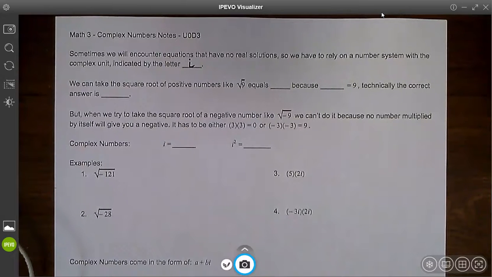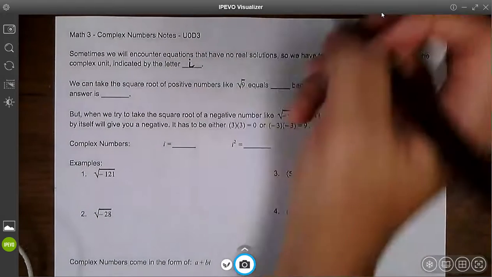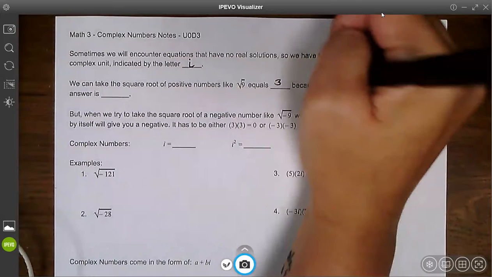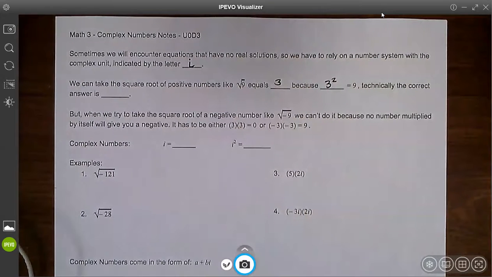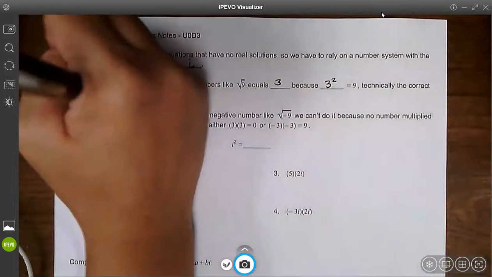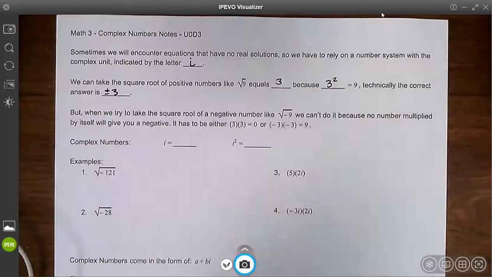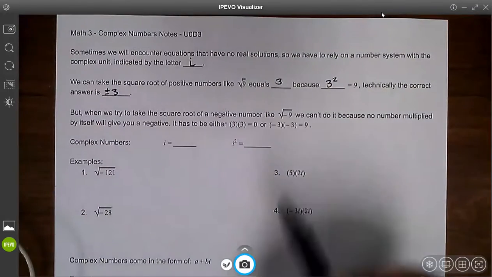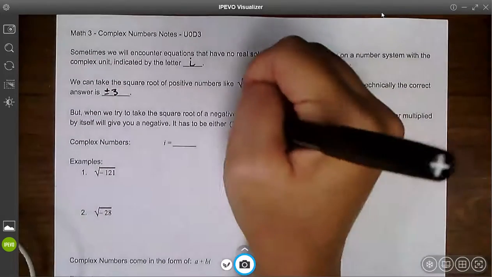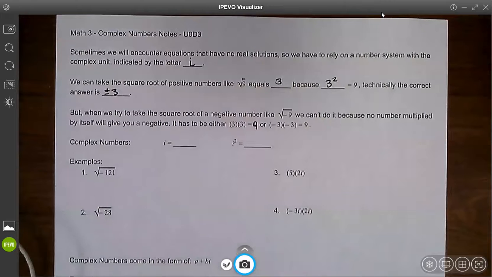And you need to know them, and I will always call them complex because the word imaginary tends to freak out customers. So don't let that freak you out. It's just complex. We can take the square root of positive numbers, like the square root of 9 is 3, because 3 squared equals 9. And technically, the correct answer is plus and minus 3, because positive 3 times 3 equals, oh, and that's a typo, equals 9. Or negative 3 times negative 3 also gives you positive 9.